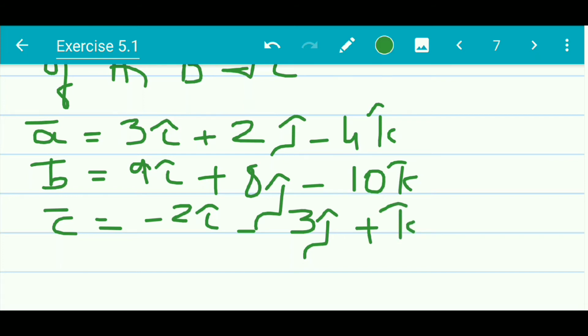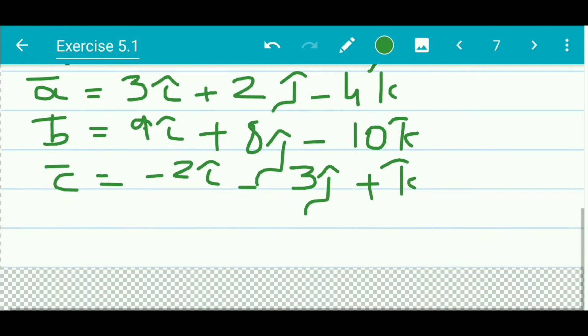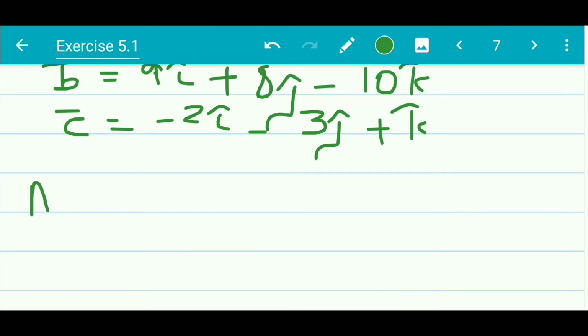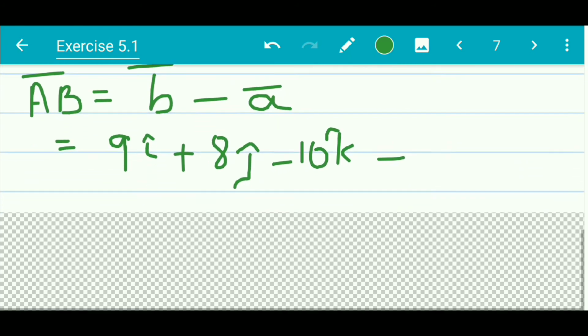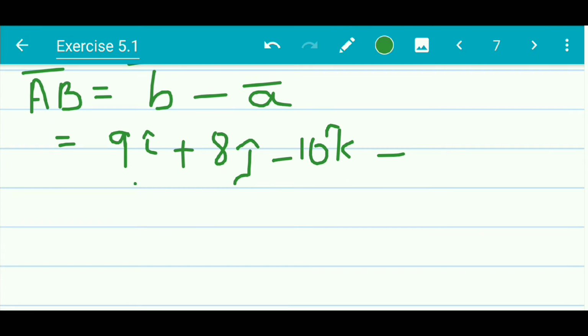So, having found the position vectors, now we find vector AB. Vector AB becomes, just like the previous sum, B bar minus A bar, which is 9i plus 8j minus 10k, minus vector A, that is 3i plus 2j minus 4k.